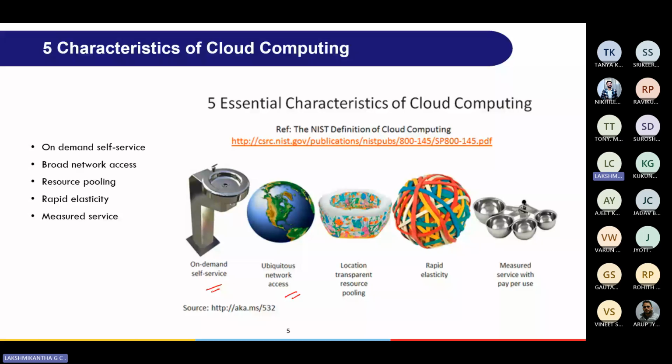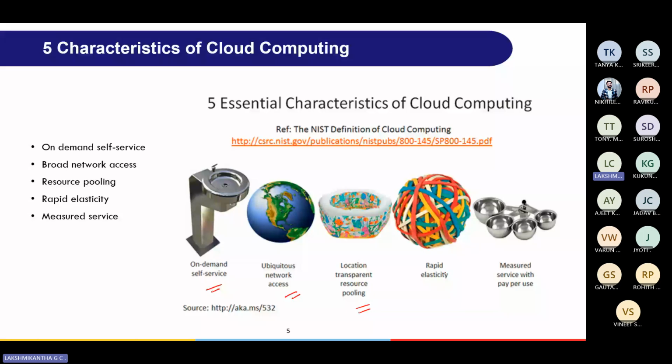And what is the next one? Next one is resource pooling, location transparent resource pooling. Guys, the provider's computing resources are pooled to serve multiple consumers using a multi-tenant model. Imagine resources like storage, processing, memory, and network bandwidth. These are all dynamically assigned and reassigned according to consumer demand. I can take one analogy, guys. Imagine a public library. In a public library, the books are shared among all the members from a common and large collection. So that is called resource pooling.